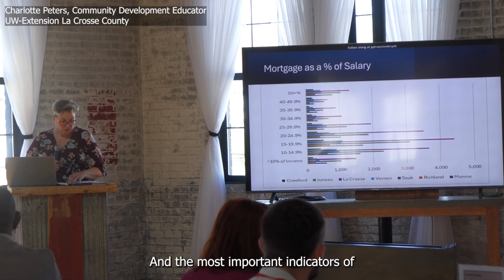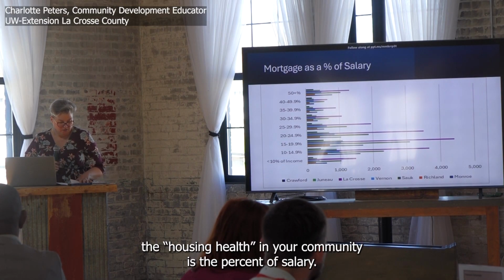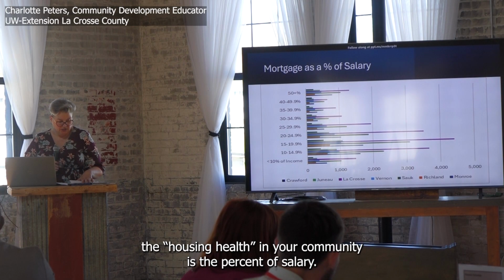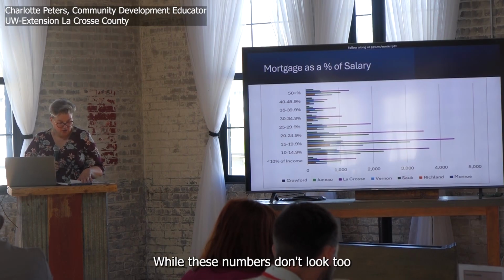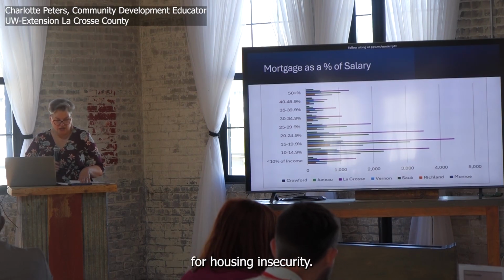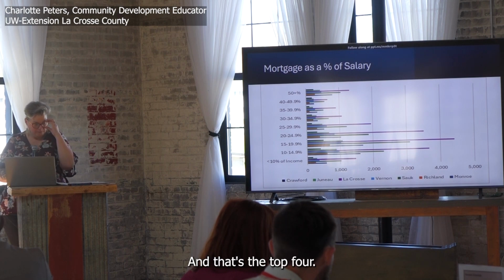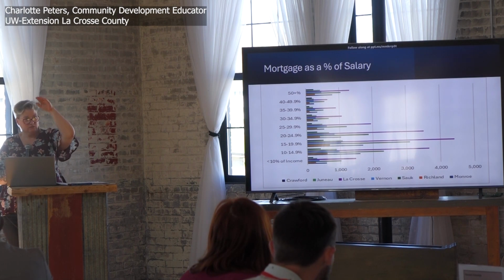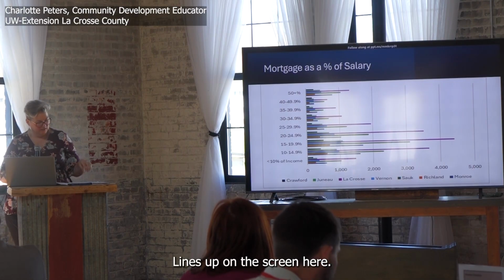One of the most important indicators of the health of housing in a community is the percent of salary. While these numbers don't look too bad, it's those at 30% or more that would be at greatest risk for housing insecurity. And that's the top 4 lines on the screen.